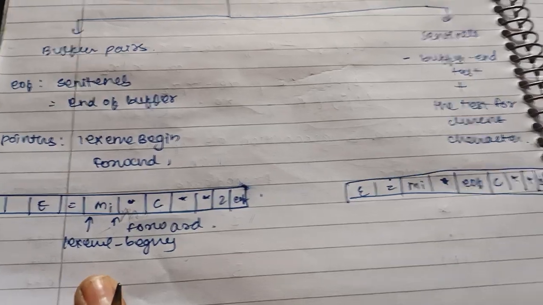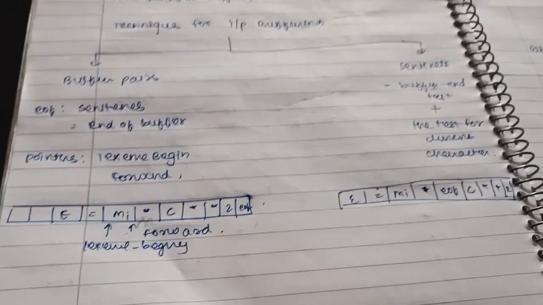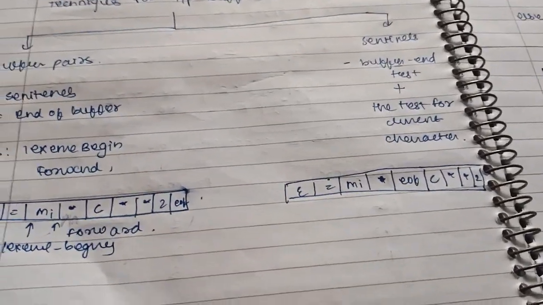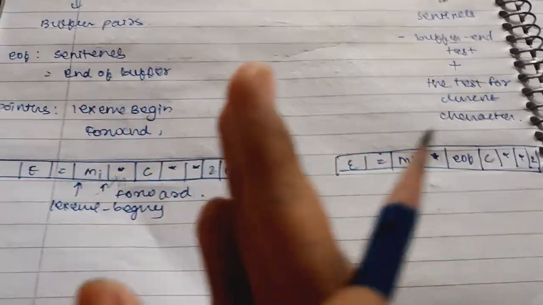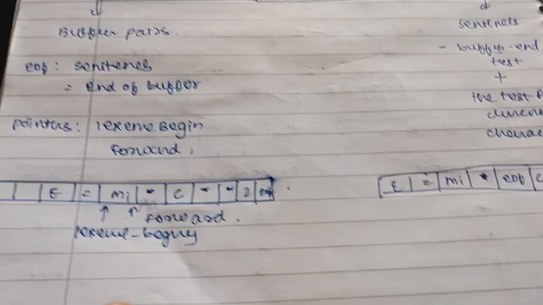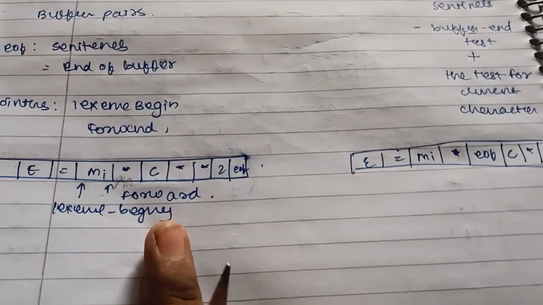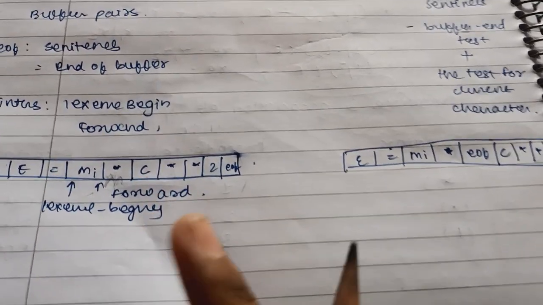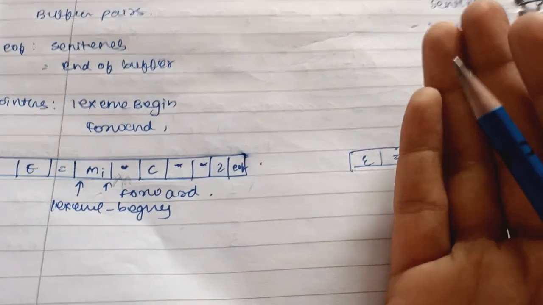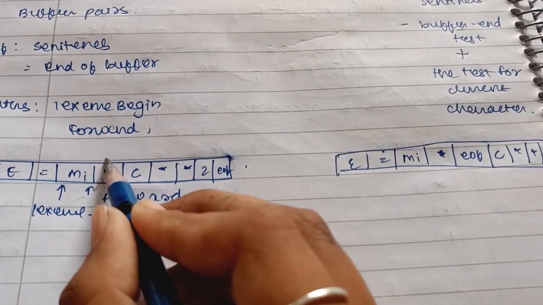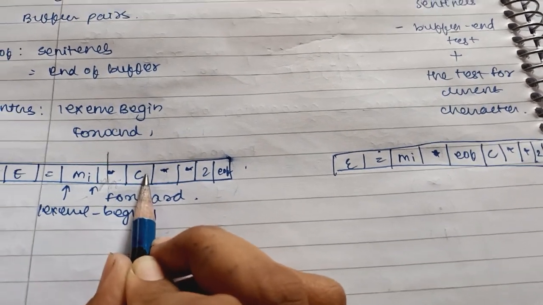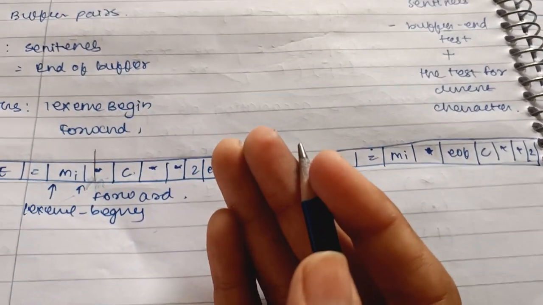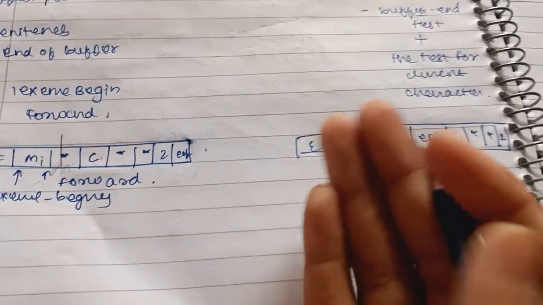So this lexeme beginning marks the beginning of the current lexeme, okay, and the forward pointer will scan ahead until a pattern match is found, right? Then once the next lexeme is found, the forward is set to the character at its right end. Whenever we see that the pattern is found, we'll move the forward to the next one, that is one step to the right, plus one.